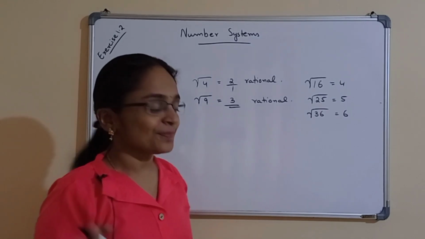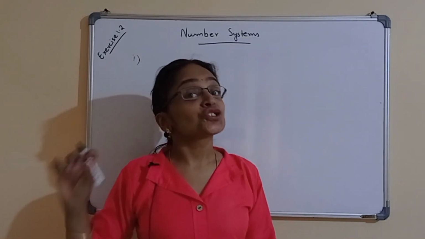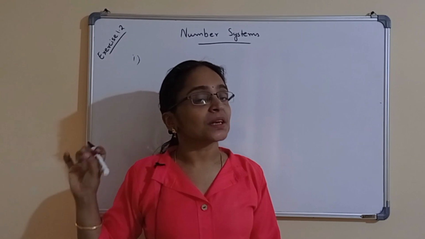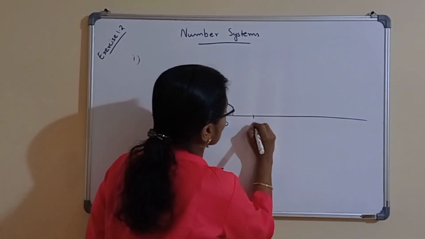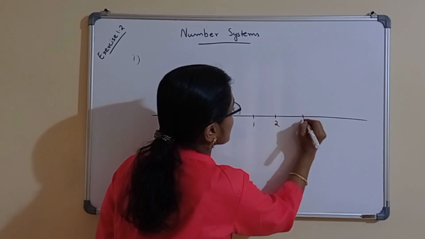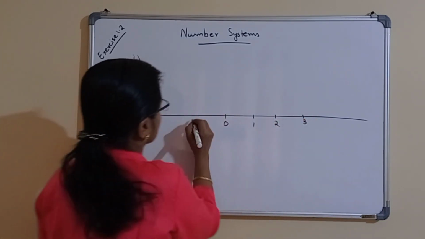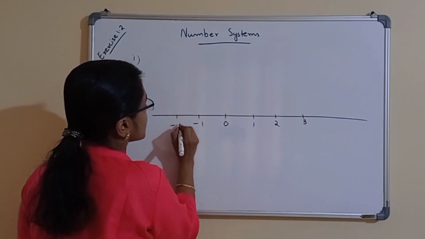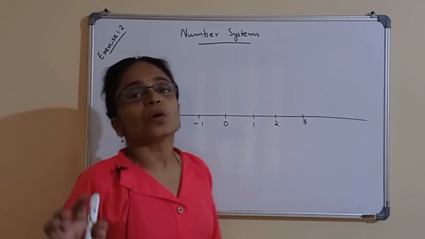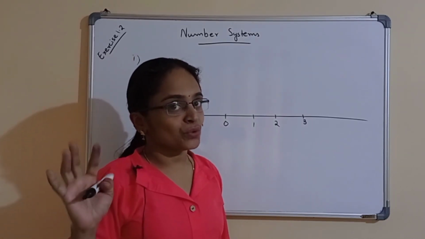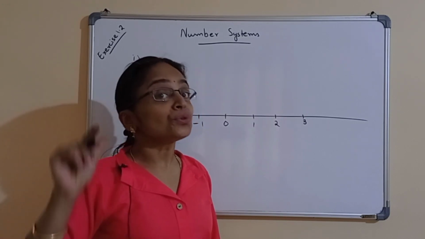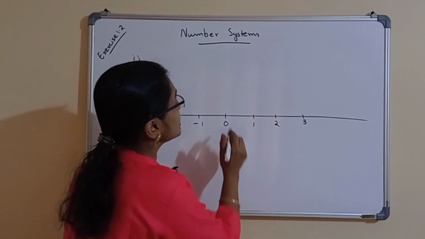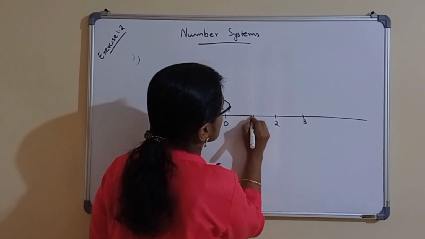Okay, understood? Next one is show that root 5 can be represented on the number line. So, we can draw it 0, 1, 2, 3. And negative numbers are also there, negative integers. Now, what we have to do is first draw root 2 on the number line. To draw root 2 on the number line, we have to take this 0 to 1.